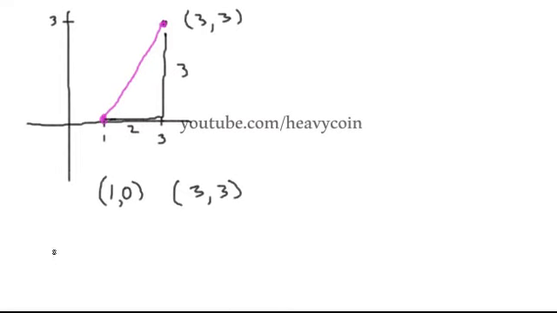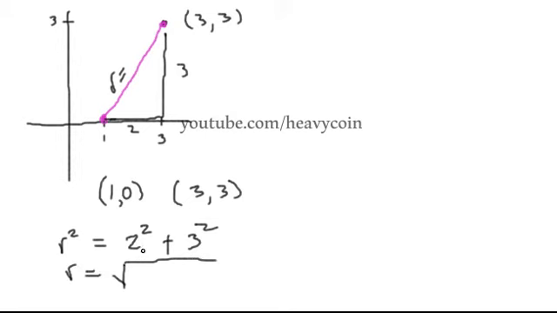So if we were to use our formula, r squared is equal to, so this would be 2 squared plus 3 squared, this side here, to get r. Right. Then of course we want to square root it. Alright, solve for r here, so this is 4 plus 9, and that ends up being the square root of 13, right?